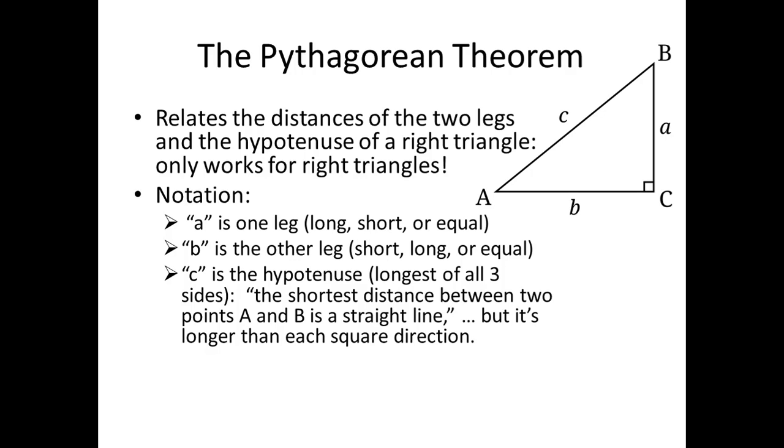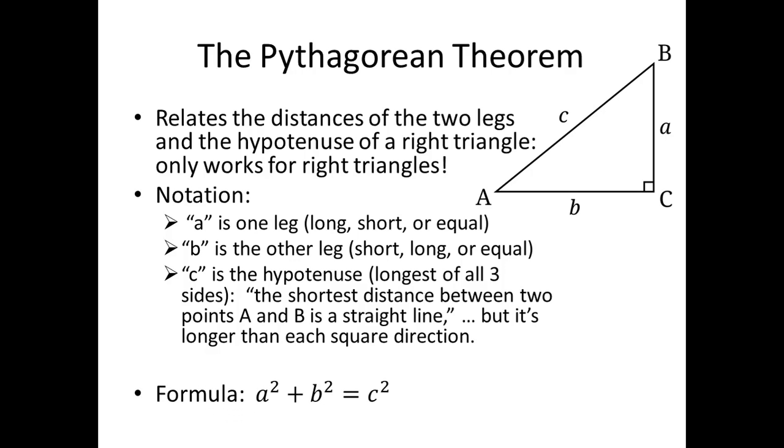It represents the shortest distance between 2 points. So the shortest distance between A and B is a straight line. But that shortest distance, that straight line, is longer than each of the square directions. So if I walk the corner, each block that I walk towards the corner is going to be shorter than the hypotenuse if I were able to walk directly. But obviously c is the shorter distance compared to adding up a and b.